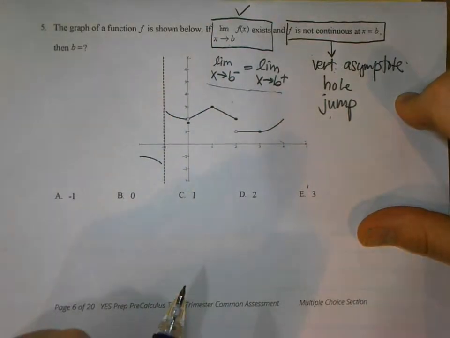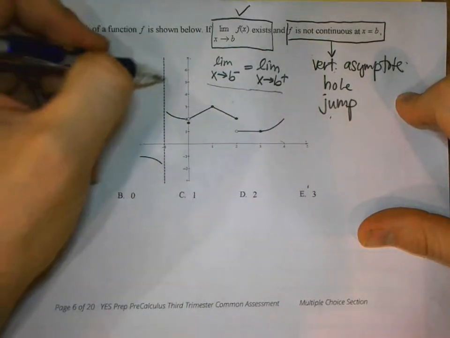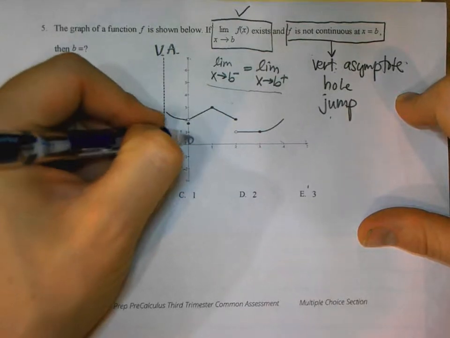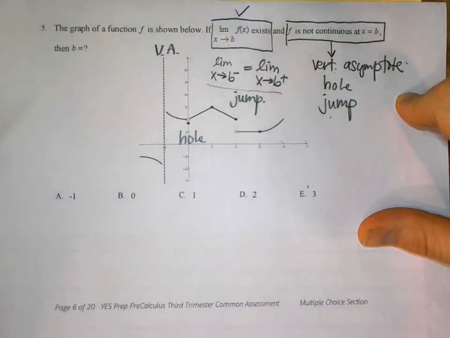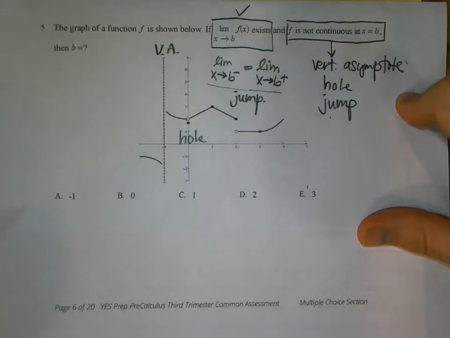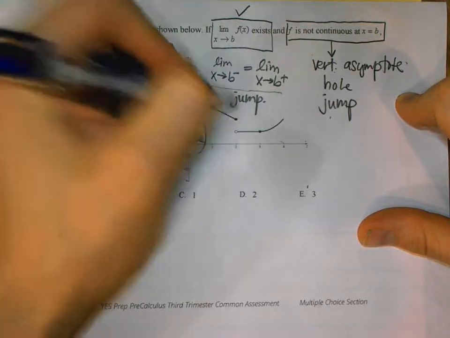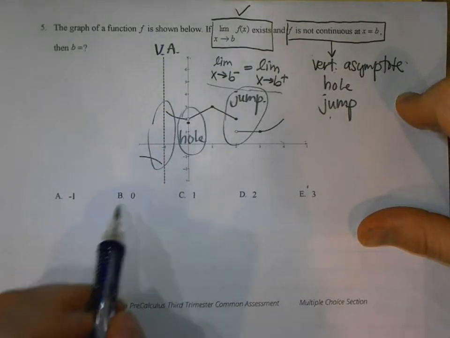Okay, so what's going on in this case? This graph is kind of complicated. A couple things going on here. Here's my vertical asymptote. Here's my hole, and here's my jump. So it's probably going to be true at one of these, and then not true at another one. So I have a vertical asymptote, a hole, and a jump. Let's just go one by one.